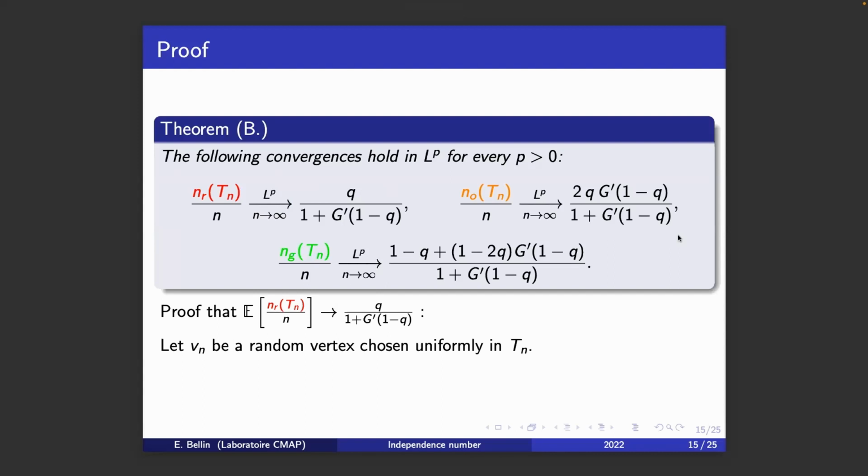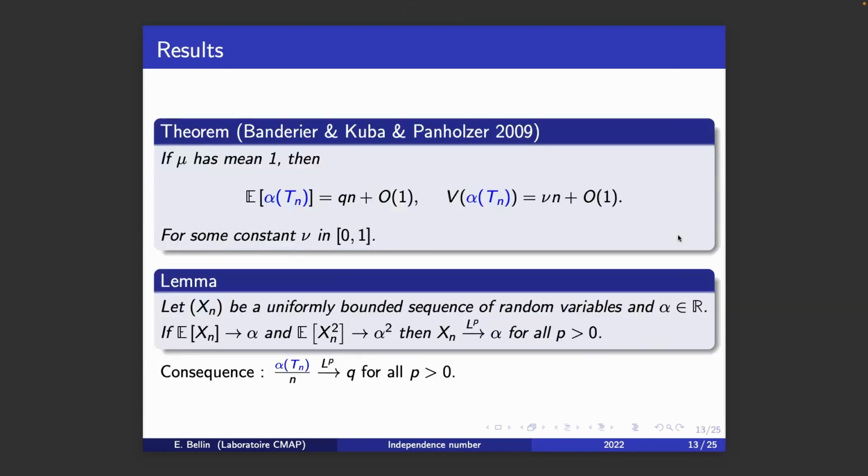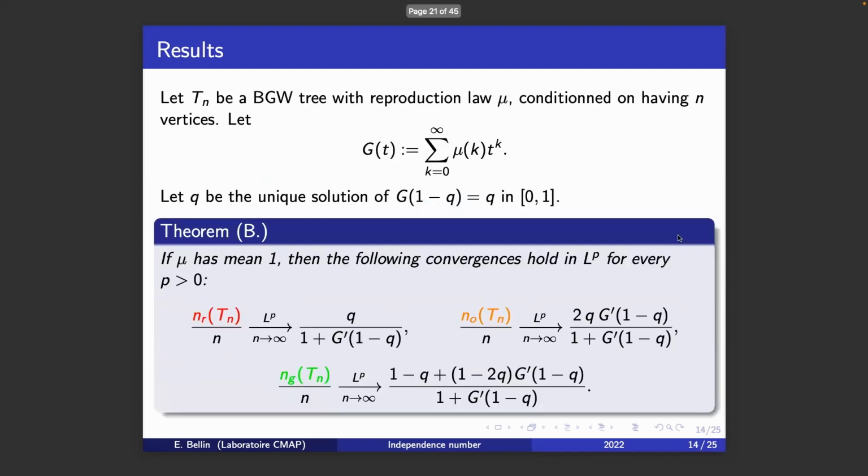Okay, so for the proof, I will only focus on red vertices because, as you can guess, for orange and green vertices, it will be basically the same thing. Okay, so I will only focus on red vertices. And if you remember the simple lemma, let me go back. The lemma says that if you show convergence of the first and second moment, you have what you want.